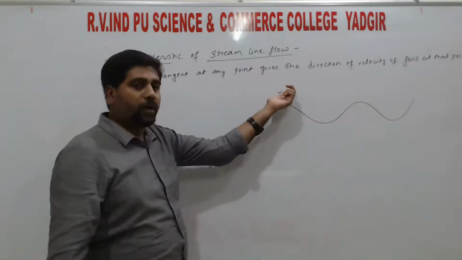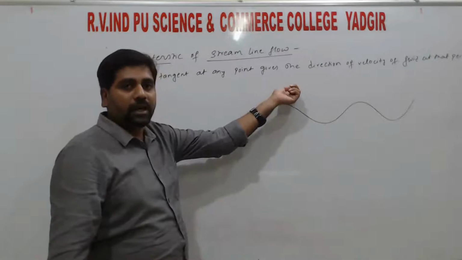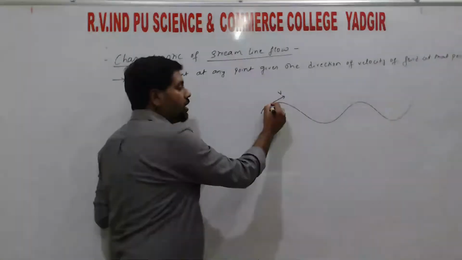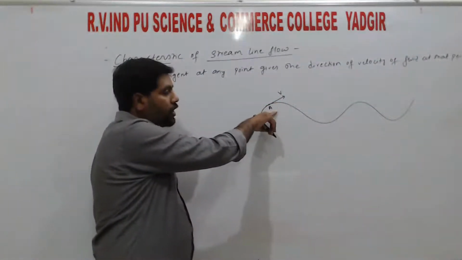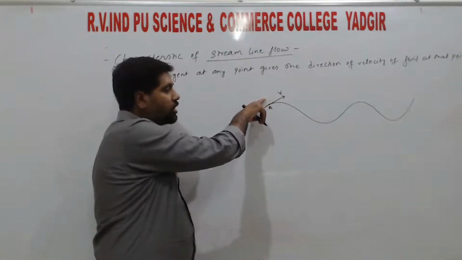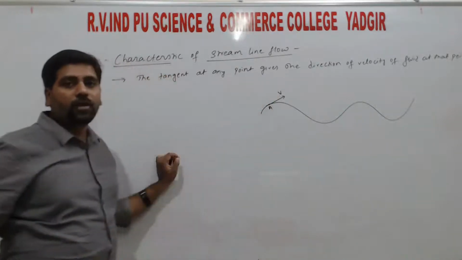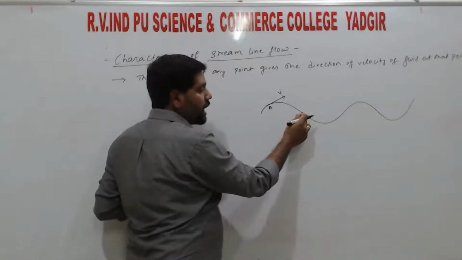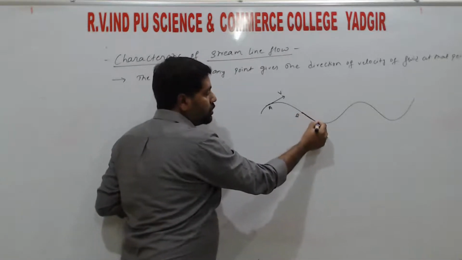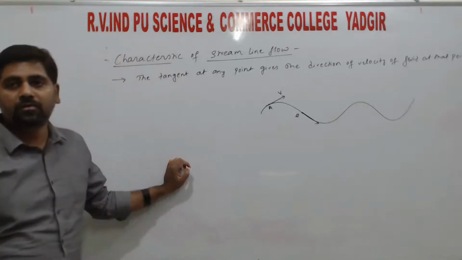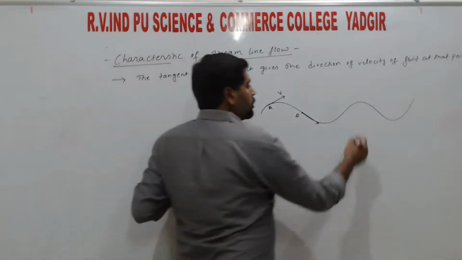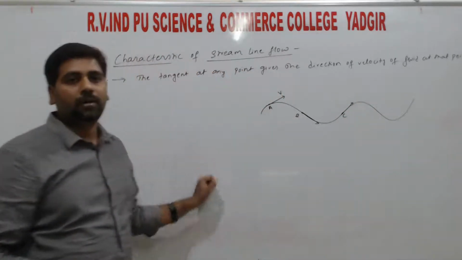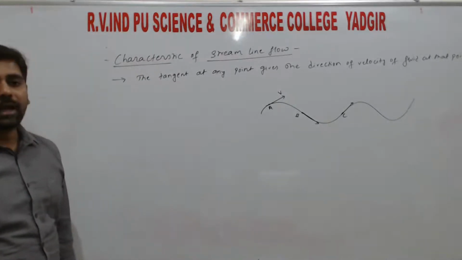So magnitude, in the previous example v is equal to 10 meter per second. That gives the magnitude. But we need the direction, which means we need to draw the tangent at that point. So at the point where we find the velocity, what do we draw? Tangent. So tangent gives the direction of the velocity of the fluid at that particular point. Like the high school tangent for the circle, somewhere here we need to draw the tangent at that point, right? So that is the first characteristic.